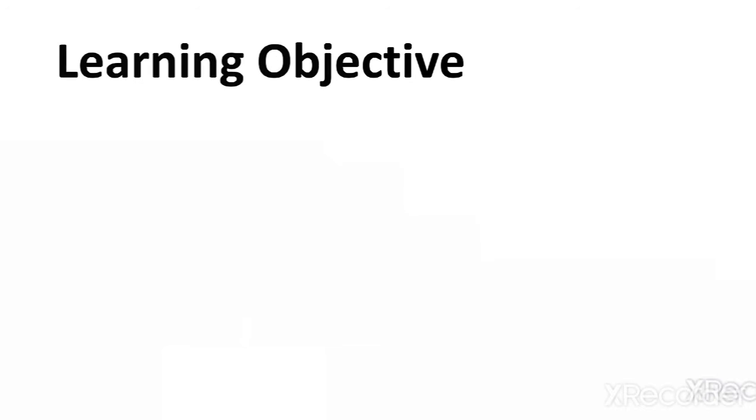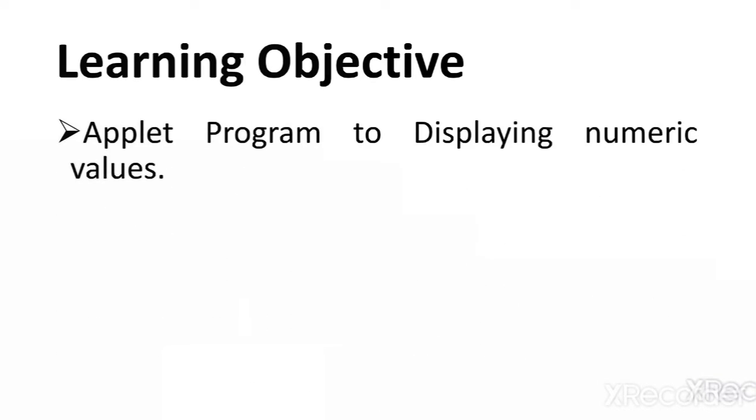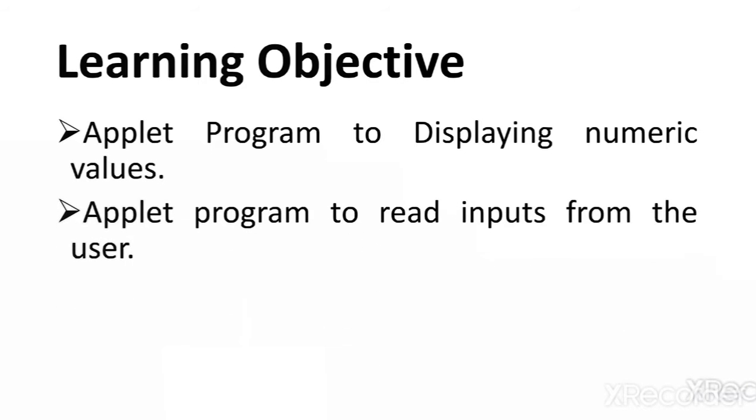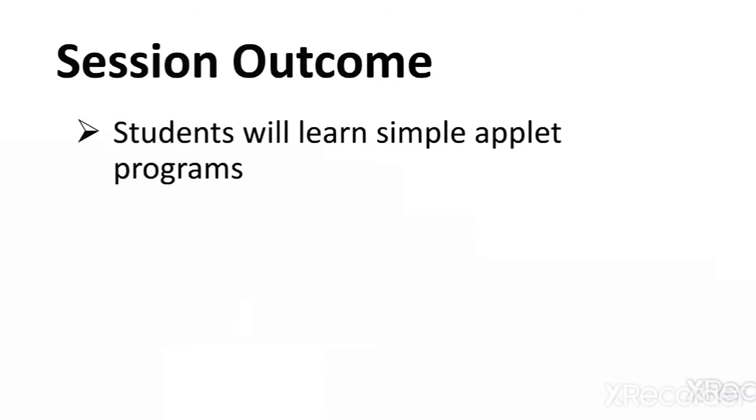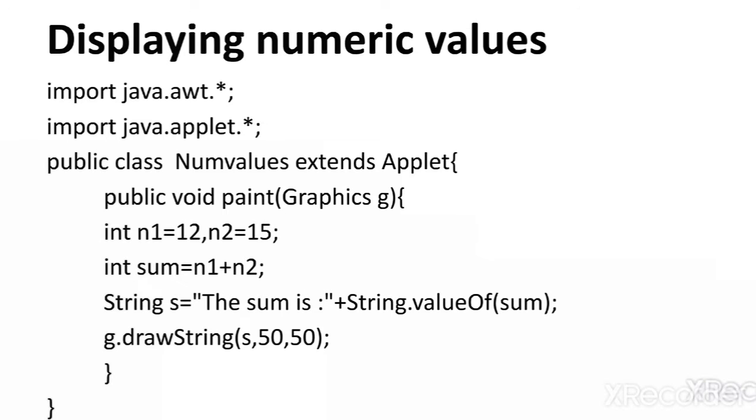So in this session, you are going to learn about some of the applet programs that you can build and execute in your lab sessions. That is an applet program to display numeric values and an applet program to read inputs from the user. Okay, so at the end of the session, you will be able to learn how to create and execute simple applet programs. The first program, that is displaying numeric values on the output window of an applet.